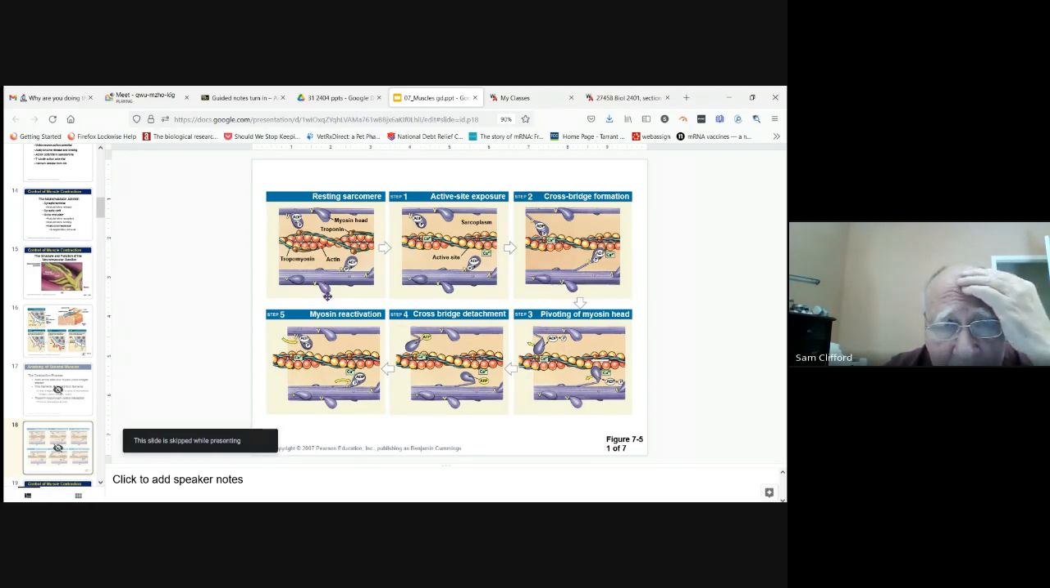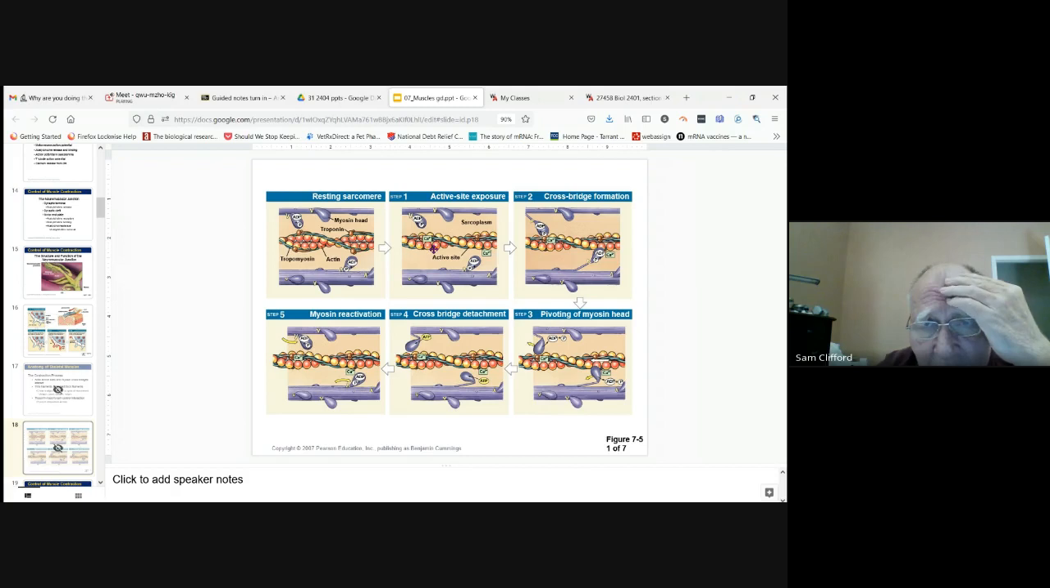So a resting sarcomere has the troponin and the tropomyosin covering the active sites on the actin. The myosin heads are energized by the breakdown of ATP into ADP and phosphorus. Remember, ATP is a universal carrier for the storage of energy and for muscles to contract. They have to have energy to allow these myosin heads to be energized. And when calcium is released, the troponin causes the tropomyosin to rotate, exposing the active sites on the actin.